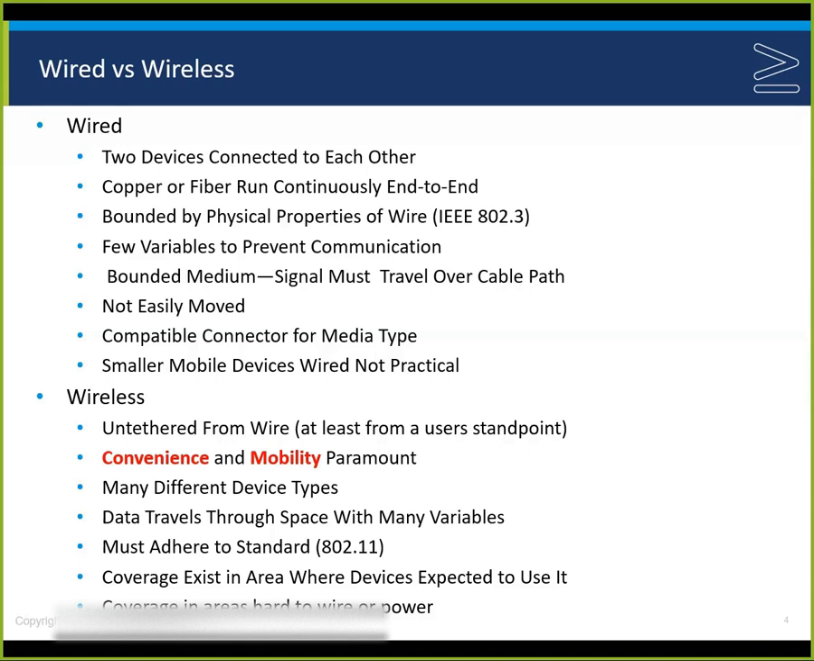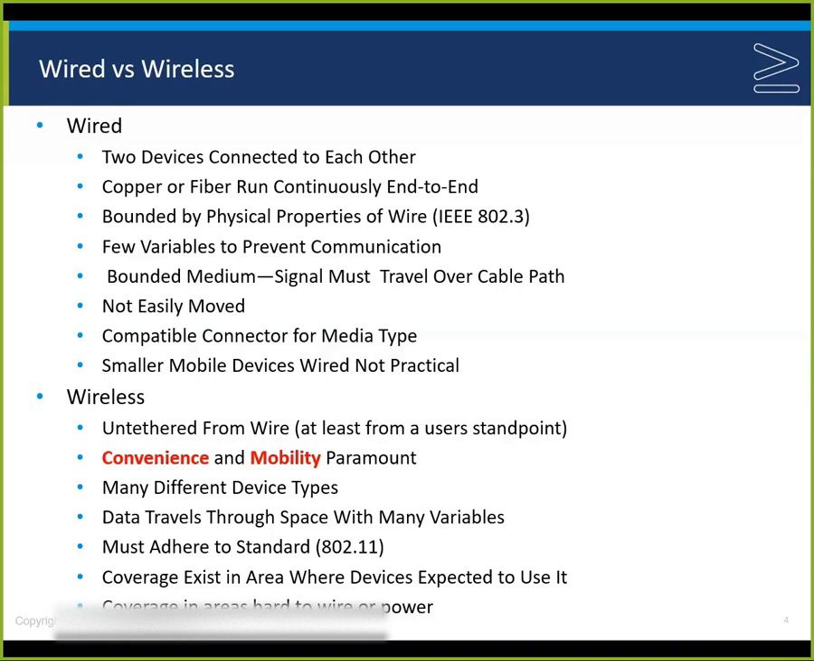They travel through space. Lots of different things, and we'll talk about them. We'll have a slide on the things that can interfere with it. Got to adhere to the 802.11 standard. 802.11 a, b, g, and we now have ac and ax, the different standards that are available.